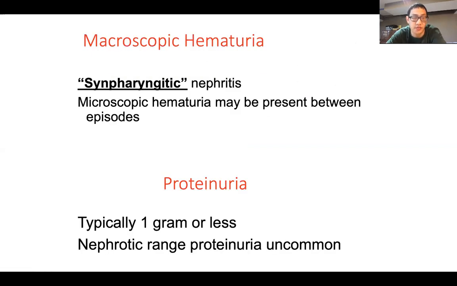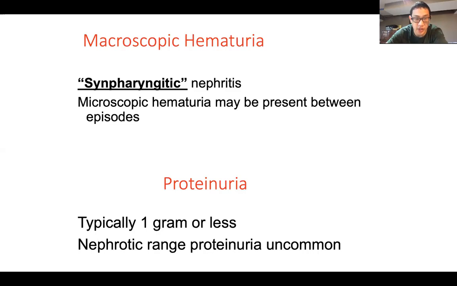I already mentioned this before. It's a synpharyngitic nephritis, which means it occurs at the time of an infection. I just had a patient with IgA who had a viral infection around Christmas time and then just started peeing blood. So IgA oftentimes flares along with a viral or even bacterial infection.